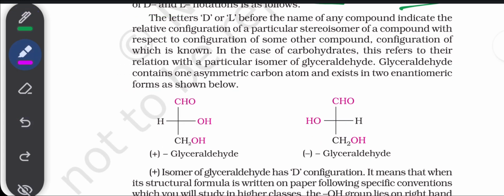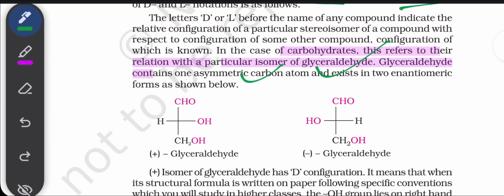The letter D or L before the name of any compound indicates the relative configuration of a particular stereoisomer of a compound with respect to the configuration of some other compound, the configuration of which is known. In the case of carbohydrates, this refers to the relation with a particular isomer of glyceraldehyde. Very important: in the case of carbohydrates, the reference is made with respect to glyceraldehyde.